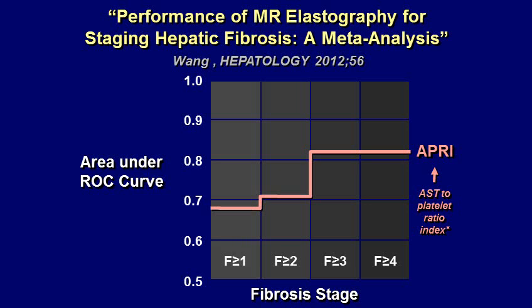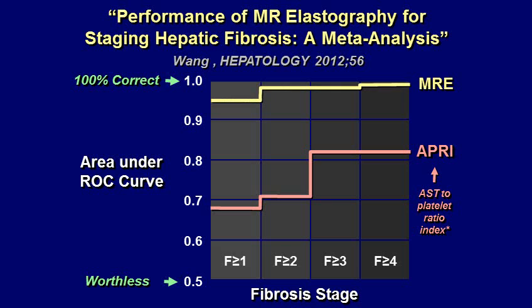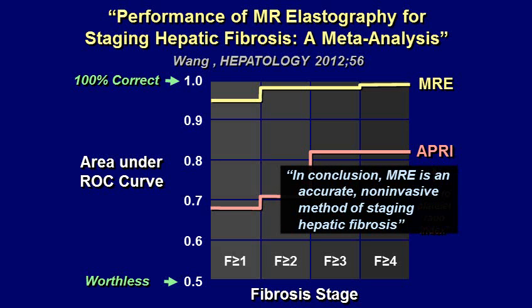What does this scale at the side mean? Well, a value of 0.5 means that the test is worthless, no better than a coin flip, and a value of 1 means that the test is 100% accurate. So here's what they found for MR elastography in this aggregate meta-analysis. Very high diagnostic performance for diagnosing all levels of liver fibrosis. They concluded, based on this study, that MRE is an accurate, non-invasive method of staging liver fibrosis.